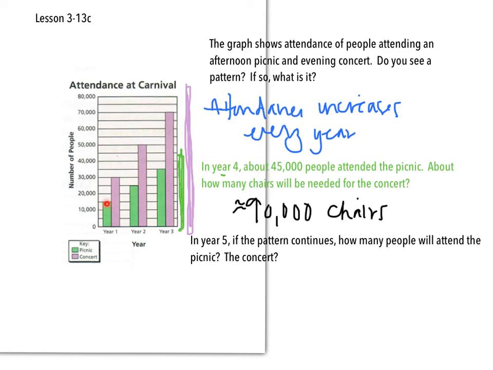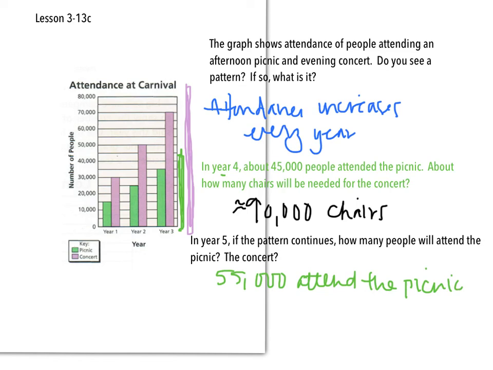Now, ladies and gentlemen, hopefully you saw a pattern emerge as you were looking at these numbers. In year 1, we had 15,000. In year 2, 25,000. In year 3, 35,000. In year 4, 45,000. So if you continue on with that pattern, year 5 of people attending the picnic will be 55,000, because each year it goes up by 10,000.